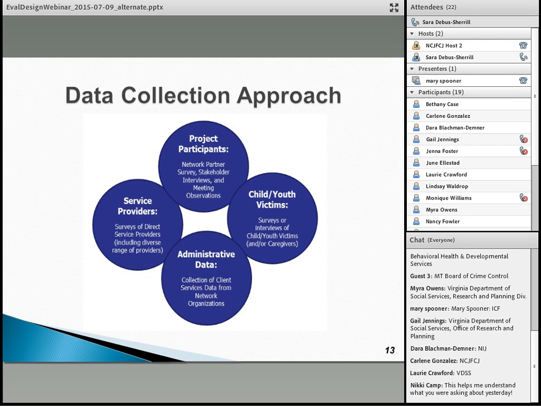So we have four primary sources of information or data that we're planning on using for this project. First, there are the project participants. And for this group, we have our network partner survey. We do stakeholder interviews and then also meeting observations.